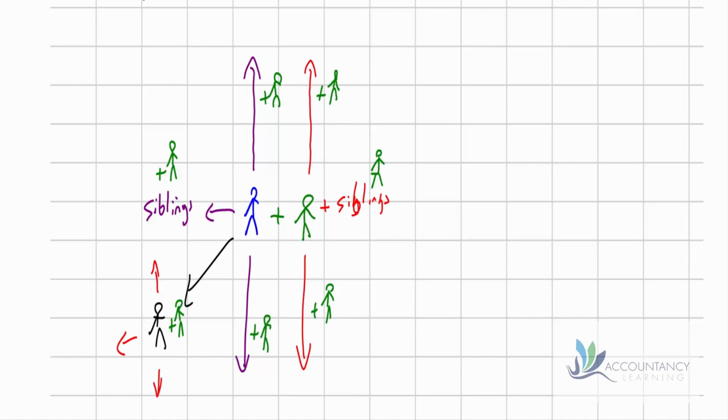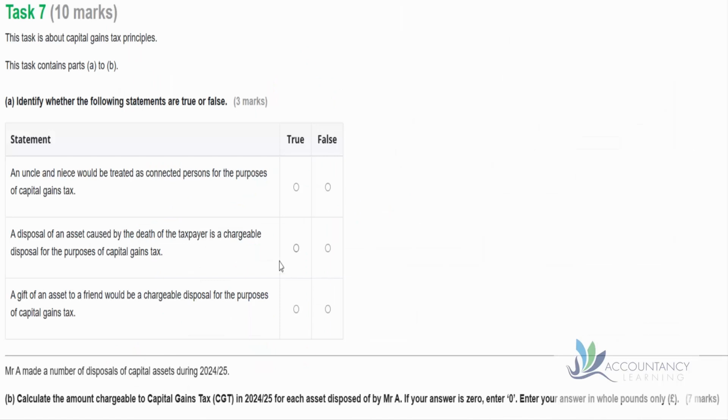So in this question it's asking about an uncle and a niece. Let's imagine that our taxpayer is the uncle. So do we have any nieces that are connected? The niece is the daughter of a sibling. Well, our siblings are connected people and their spouses are connected people, but not their children. So that means that an uncle and niece are not connected. So the answer is false.